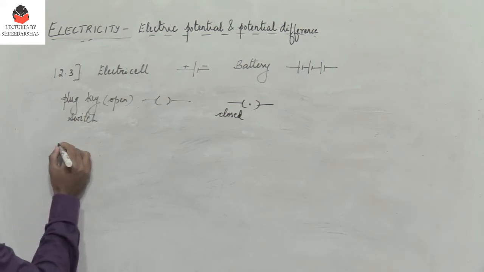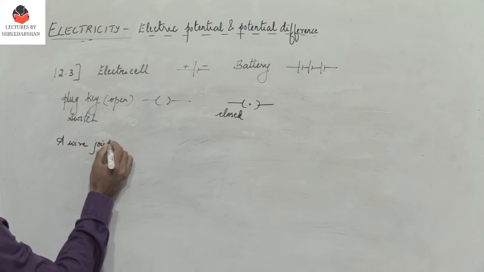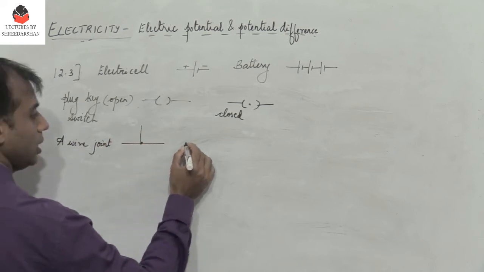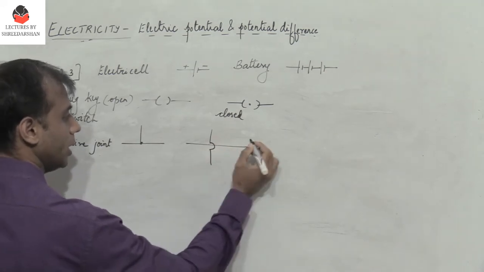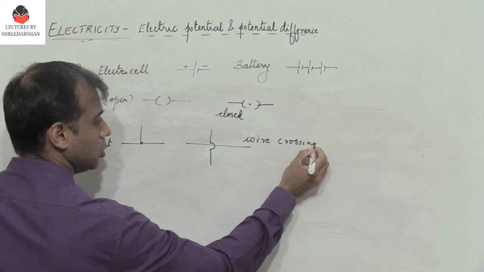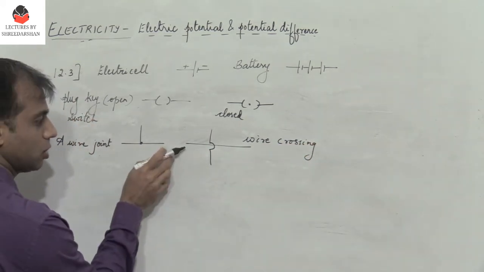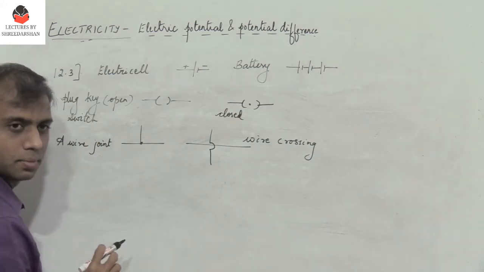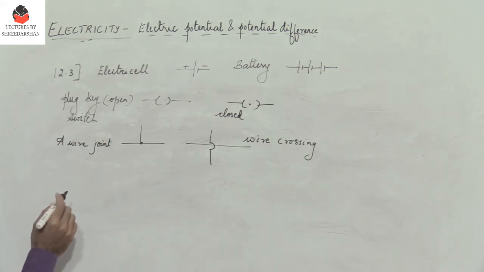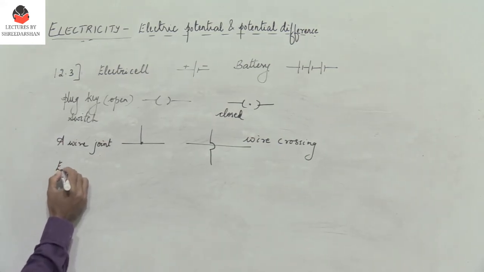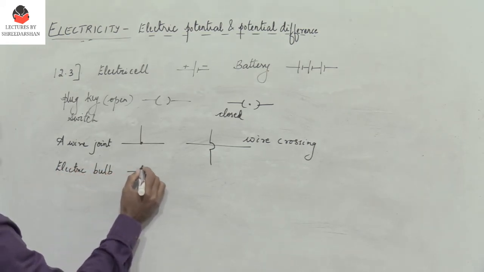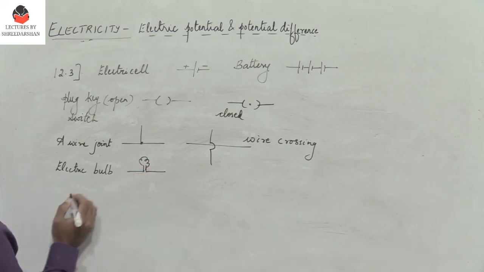Next, a wire joint. If I have to represent a wire joint, it is like this. But a wire crossing is represented in this way. It's something like a flyover, isn't it? You have a road and a flyover on top. They don't meet. So wire crossing is essentially that, and this is how it is represented. And then an electric bulb. An electric bulb representation is very simple. So this represents an electric bulb.